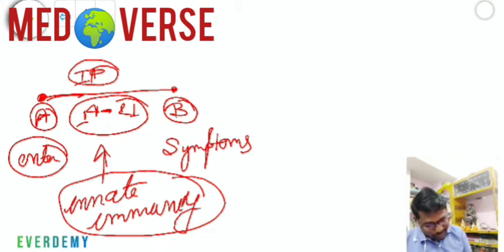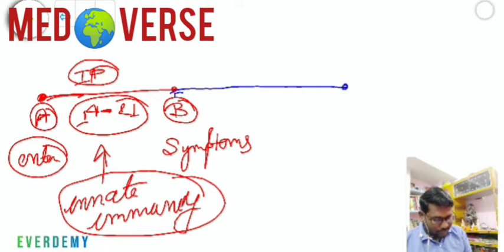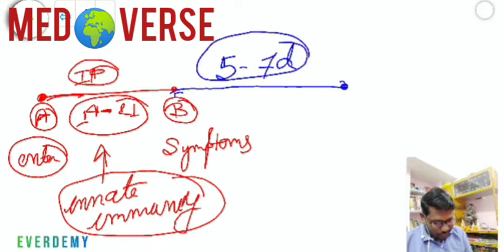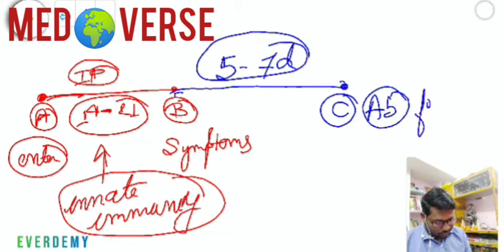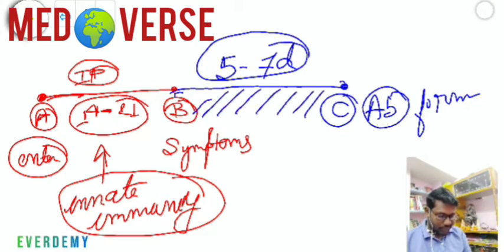Now, at point B the symptoms started, and after 5 to 7 days, at point C, the antibody formation started. The time period from B to C is constant, and this time period is 5 to 7 days.